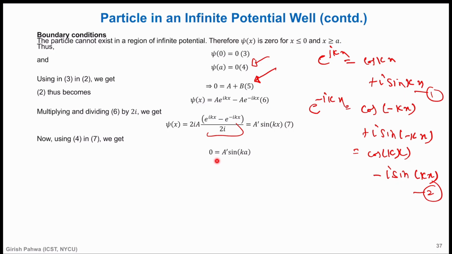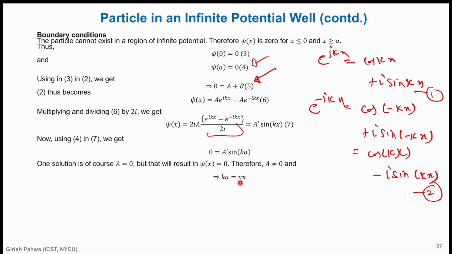A dash is not 0, because if A becomes 0, my psi becomes 0, and the particle is confined between x equal to 0 and x equal to a. A can't be 0. So if A dash can't be 0, what should be 0? Sine ka. If sine ka has to be 0, what is the condition on ka? Ka must be an integral multiple of pi. Yes? We have seen this.